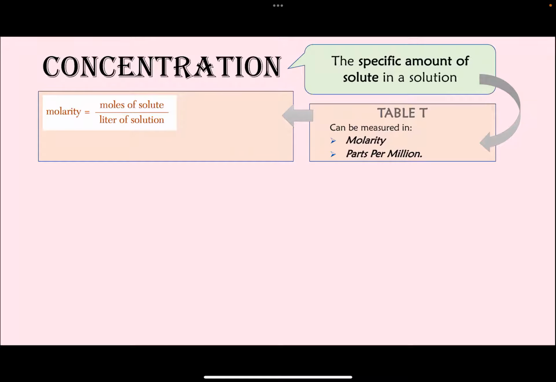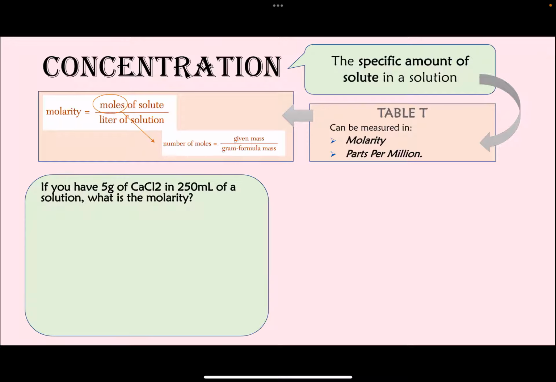Molarity is the moles of your solute divided by the liters of solution. In most cases, you might not be given the moles of the solute. Instead, you might be given the grams. So you can use this equation that we learned in one of the previous units to find the number of moles. The number of moles is just going to be the given grams divided by the gram formula mass, or the molar mass. So let's look at some examples over here.